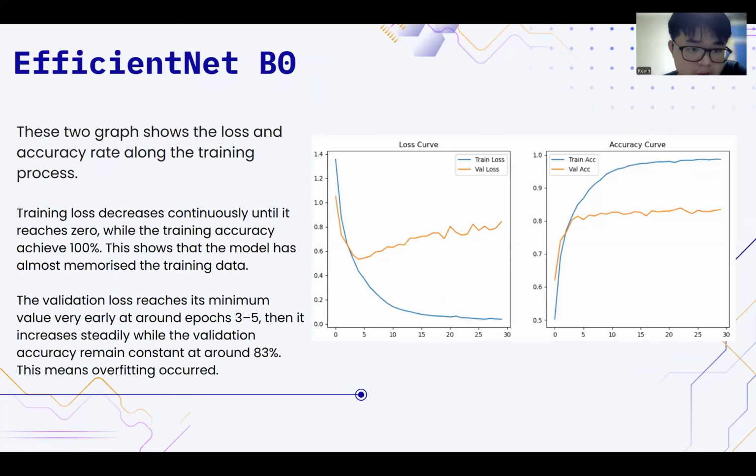So the training loss decreased continuously until 0, where the training accuracy achieved 100%. This shows that the model has almost memorized the training data. The validation loss reached the minimum value very early, at around epoch 3 to 5, then it increased steadily while the validation accuracy remained constant at around 83%. So it means overfitting occurred.